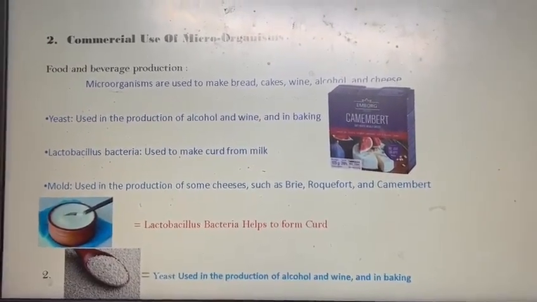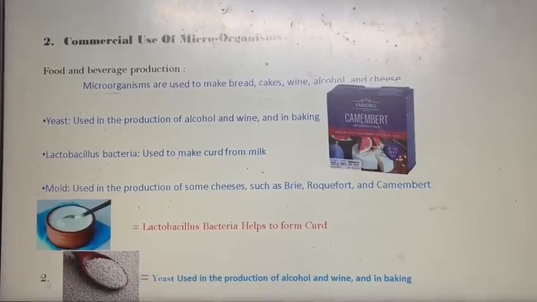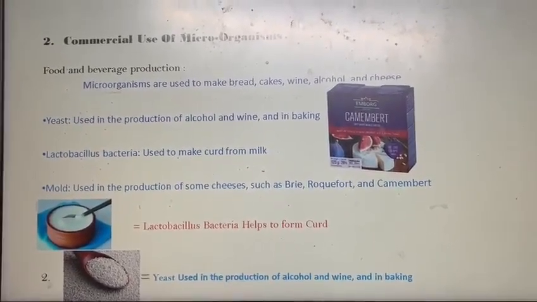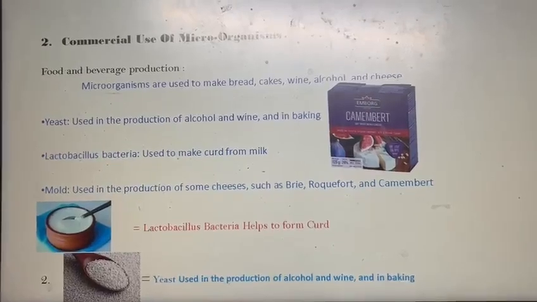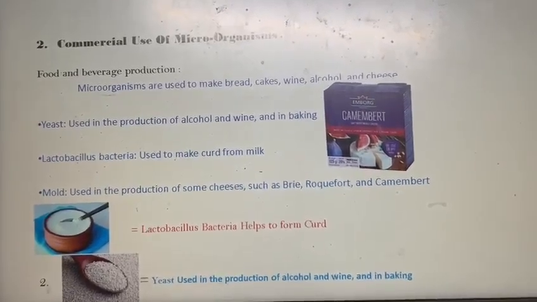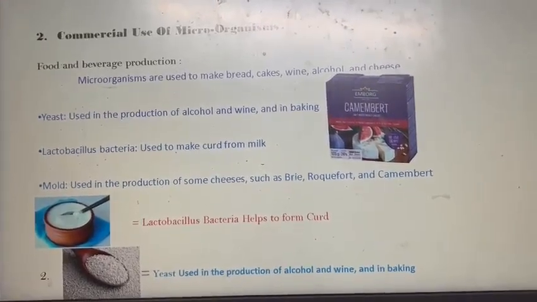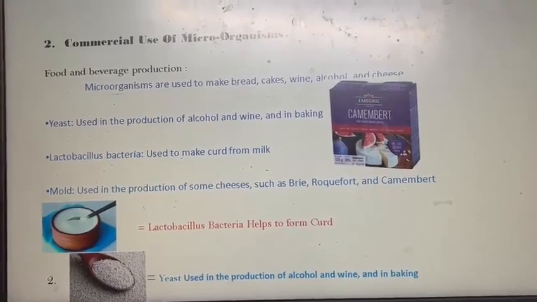So you can see the images of Camembert, curd and yeast. Camembert is one of the cheeses made using mold, and lactobacillus bacteria help to form curd from milk. And yeast is used in the production of alcohol and wine and in baking also.